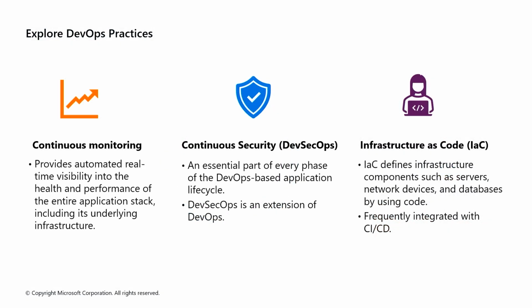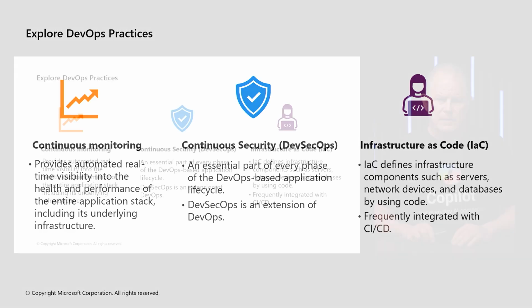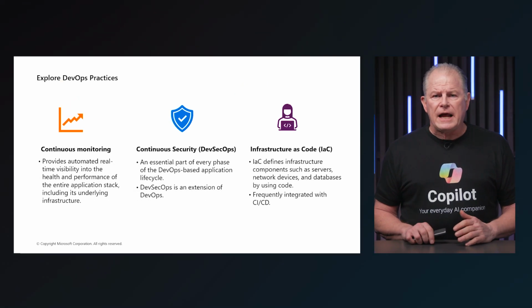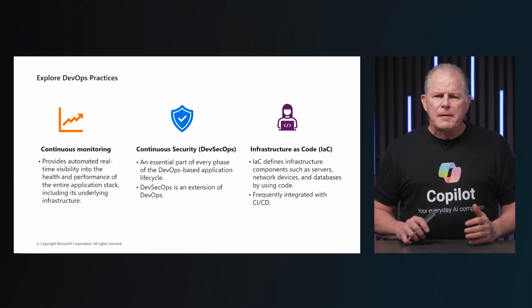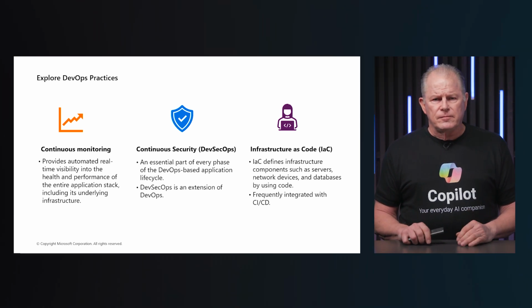DevOps practices are essential for modern software development and operations. Over the next two screens, we'll focus on 6 important topics. Starting with continuous monitoring, which is the practice of continuously observing your systems and applications to ensure they are running smoothly and efficiently. It involves collecting and analyzing data from various sources such as logs, metrics, and traces to detect issues and optimize performance. Imagine you're running a web application.